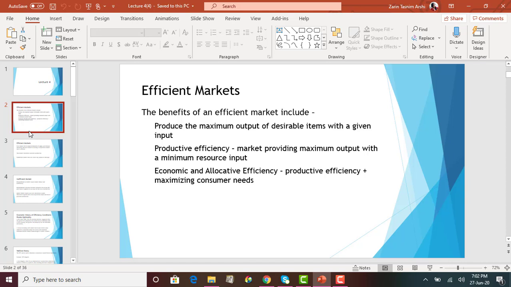Again, you know these terms by now probably, but allocative efficiency is when you have efficiency on the producer side and at the same time consumer satisfaction or consumer utility is maximized. So when we have an efficient market, we have maximum output with limited resources, cost is minimized, so we have productive efficiency, and customers are also happy to their maximum point, so we also have allocative efficiency.